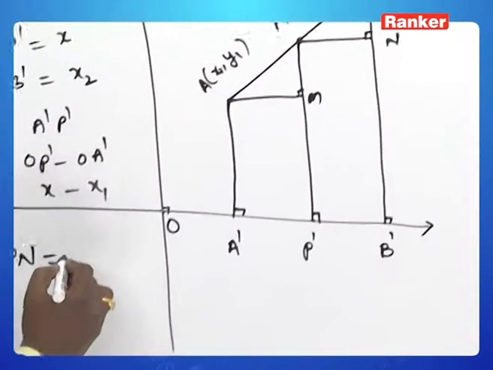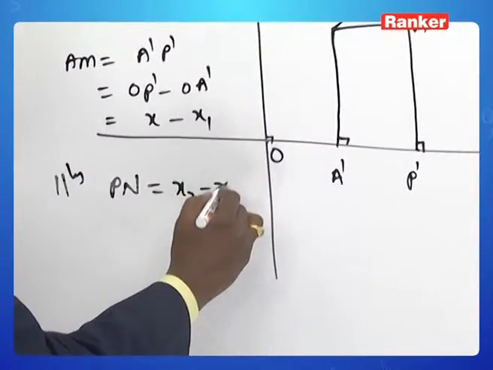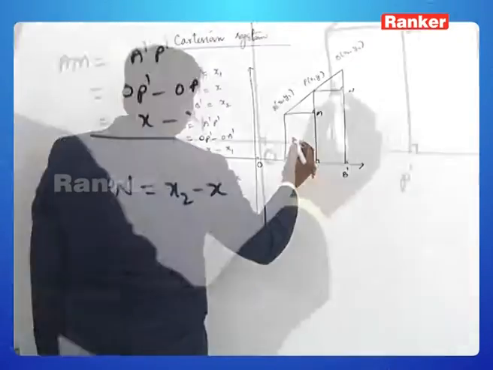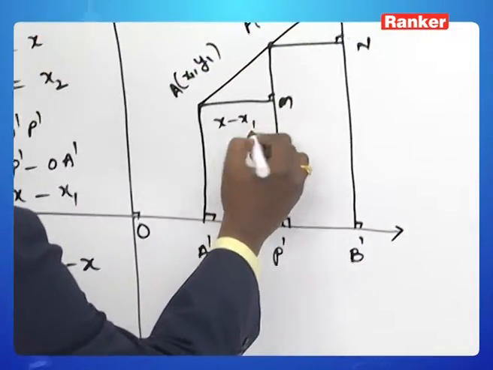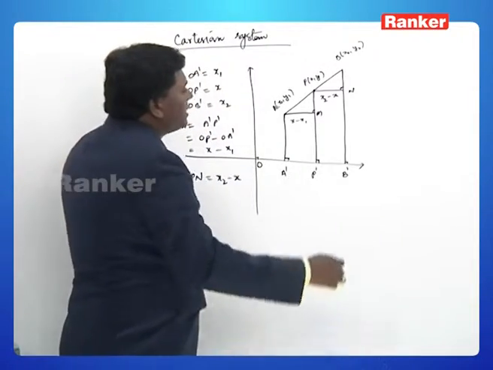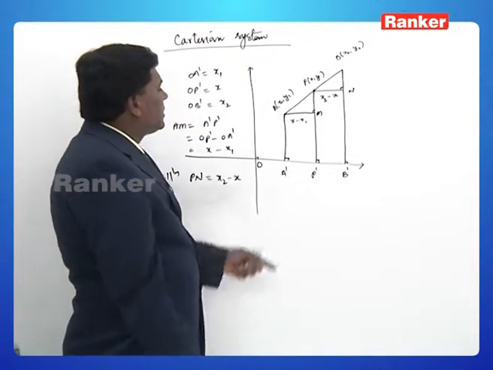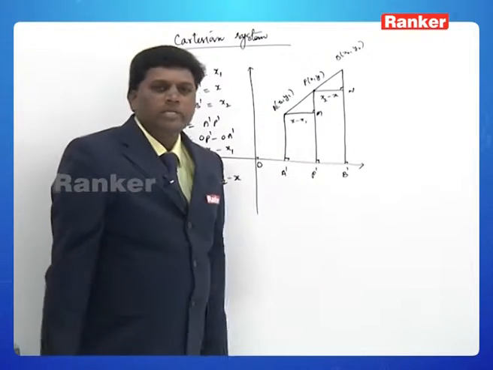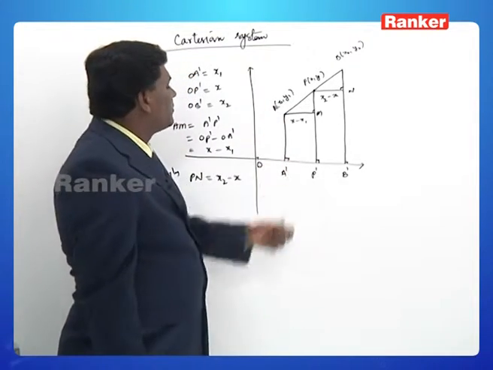This will be equal to x2 minus x. So we are getting this value, x minus x1, and this is x2 minus x. In a similar way, if we take the y coordinates also, we will get it in a similar way here.